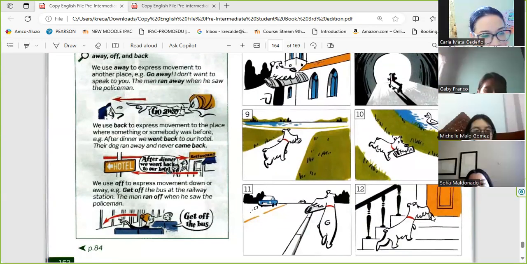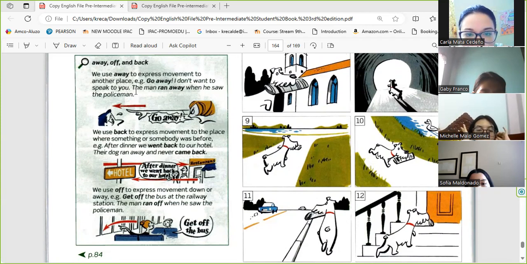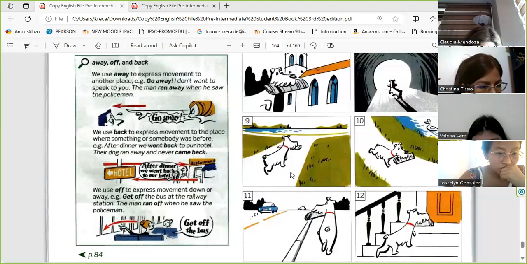Carlita, could you please read away? We use away to express movement to another place, e.g., go away. I don't want to speak to you. The man ran away when he saw the policeman. Thank you, my love. So like the name says, when you express movement to another place, in this case, you use away, okay? Away.